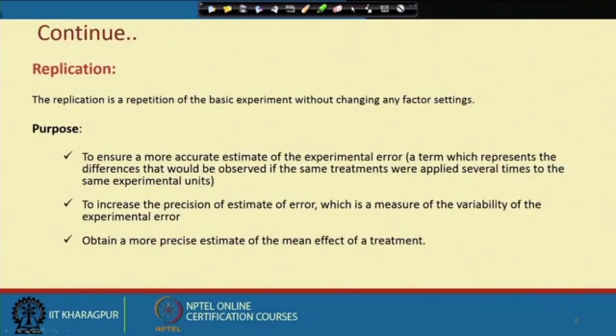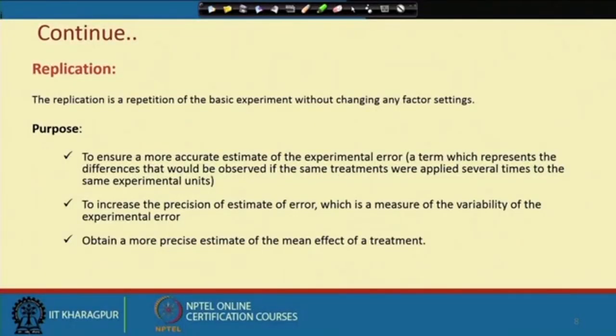Now, replication. In the previous example, you have found out 4 different settings: 80, 170, 90, 180, 90, 180, 4 different settings. So, you can at least conduct one experimental run at each setting.